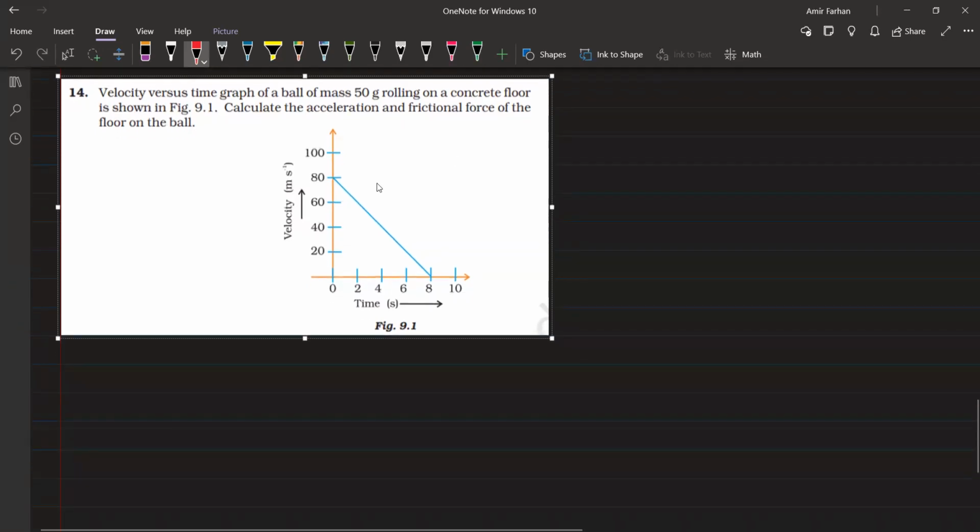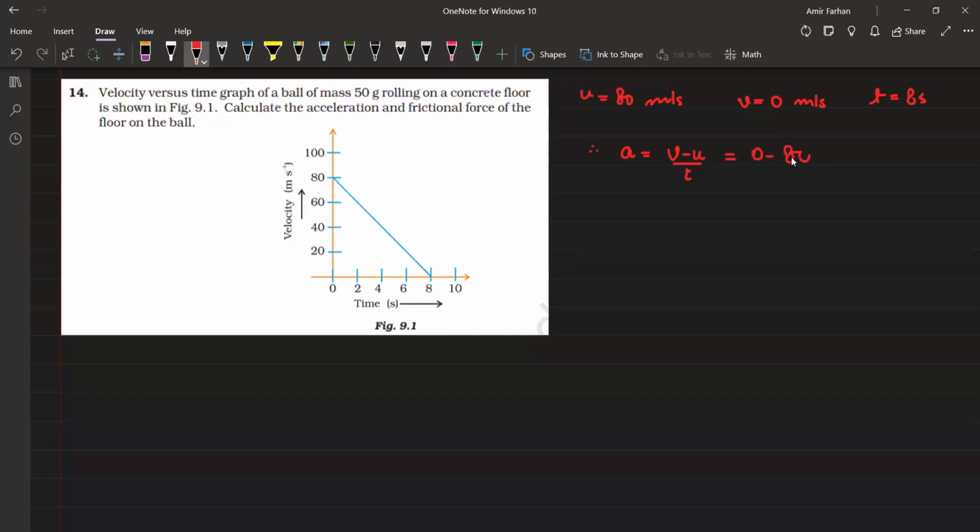Okay, basically let's calculate the acceleration. At 0 second, the velocity is 80 meter per second, and after 8 seconds the speed has reduced to 0. So initially u was 80 meter per second, v is 0 meter per second, and time is 8 seconds. So a is equal to (v minus u) by t, which is (0 minus 80) by 8, coming out to be minus 10 meter per second square. It means it's a deceleration, a retarded motion.